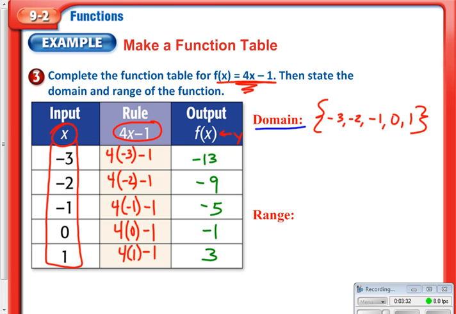So you put in x, you get out y, and y deals with your range. So your range is negative 13, negative 9, negative 5, negative 1, and 3.